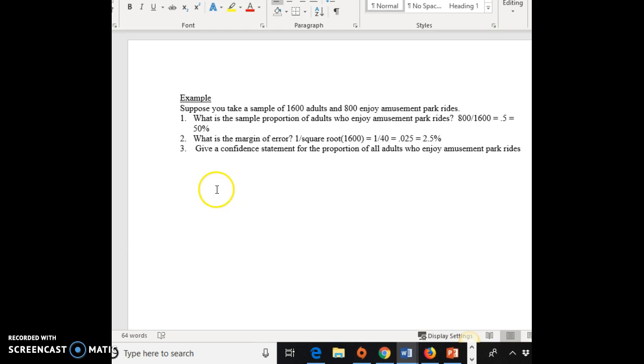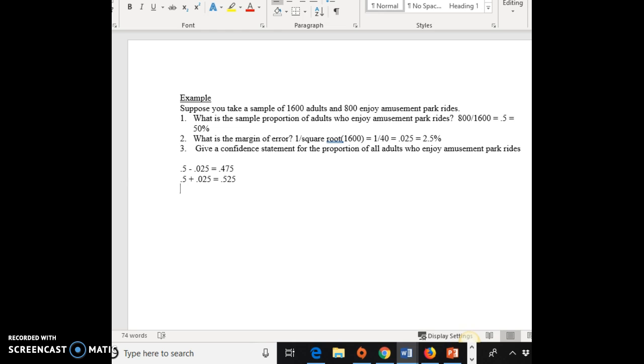All right, so our third statement says, give a confidence statement for the proportion of all adults who enjoy amusement park rides. To find what we need first of all for this confidence statement, we're going to take the 0.5 proportion that we got in step 1, and we're going to subtract our margin of error of 0.025, and that's going to give us 0.475. And then by the same token, we're going to take that 0.5 that we got in step 1 and add that margin of error, 0.025, and that gives us 0.525. So now let's make our confidence statement.